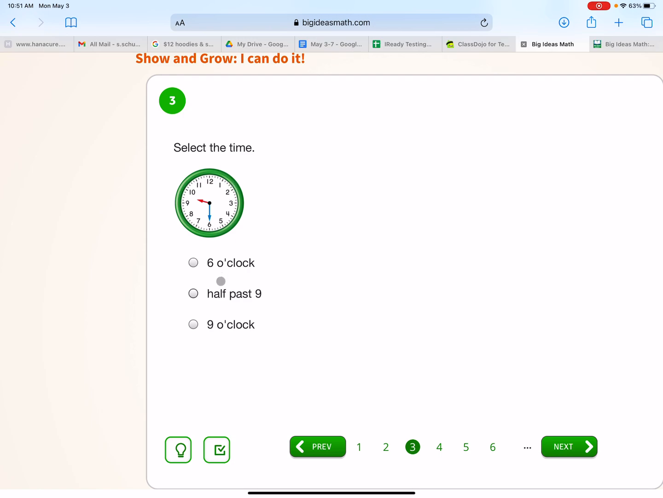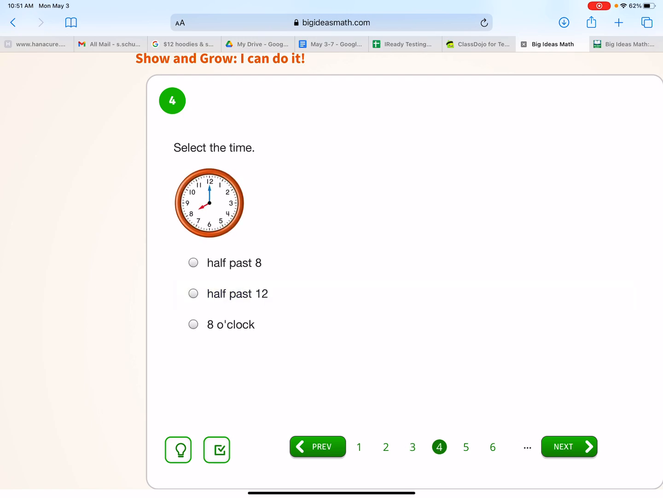Now, our first choice is asking us if it's 6 o'clock. Well, it'll be 6 o'clock if the minute hand is on the 12 and then the hour hand is on the 6. And no, the hands are not on that example, so it's not 6. And then now it's asking us half past 9. And in this case, it is, because we're directly half past an hour, and the hour hand is between the 9 and the 10. So we know it's going to be this one. And we know it's not 9 o'clock because the minute hand is not on the 12.